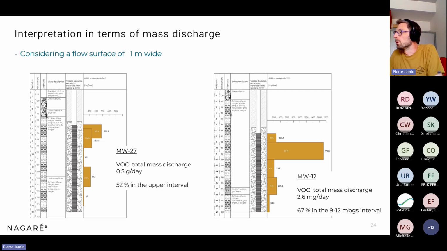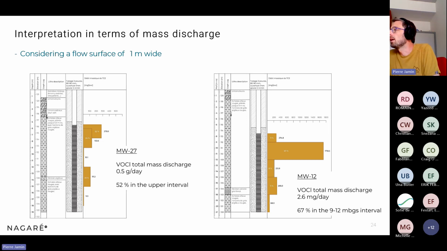At the north monitoring well, the MW12, we got a mass discharge of chlorinated solvent of 2.6 milligram per day. No, the units are not correct. The first one is 0.5 milligram per day and 2.6 gram per day.